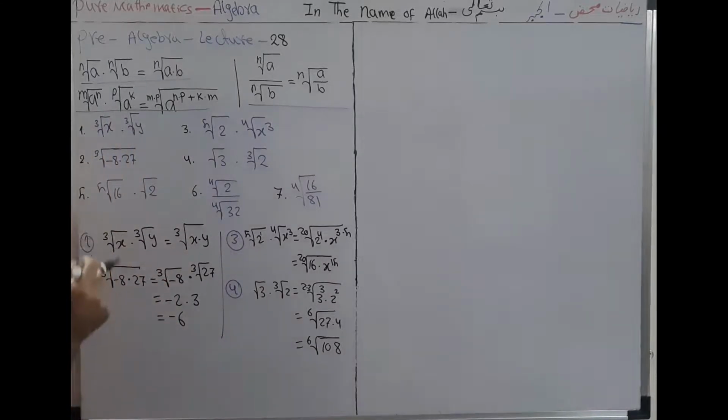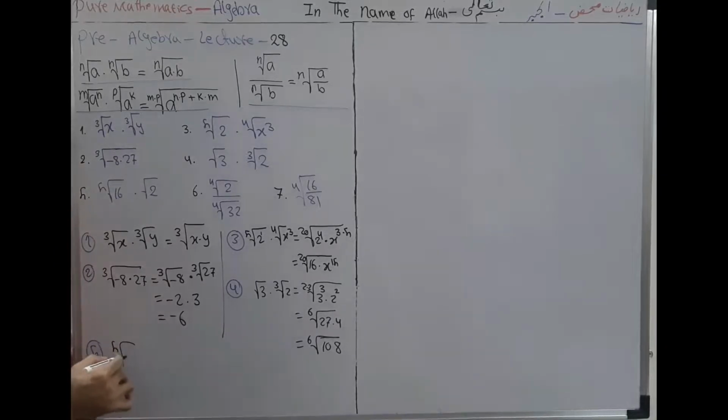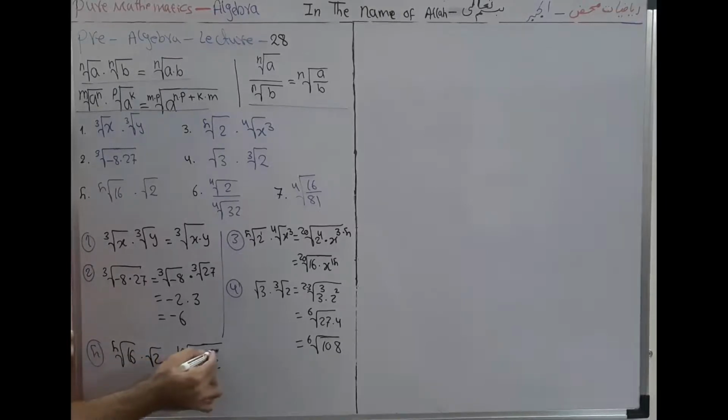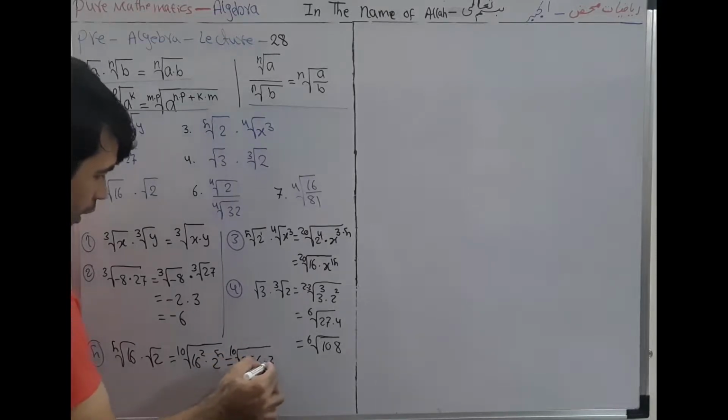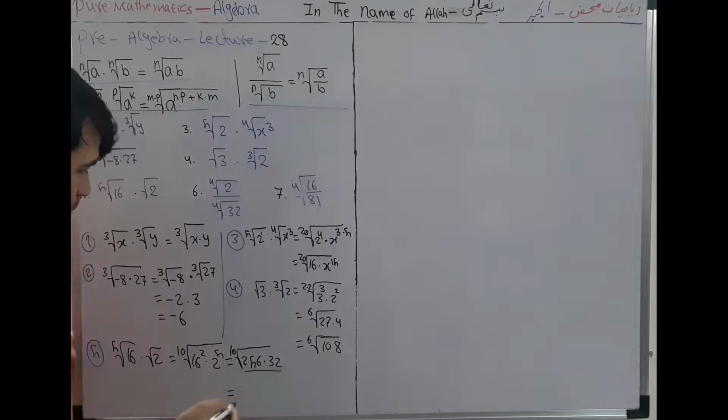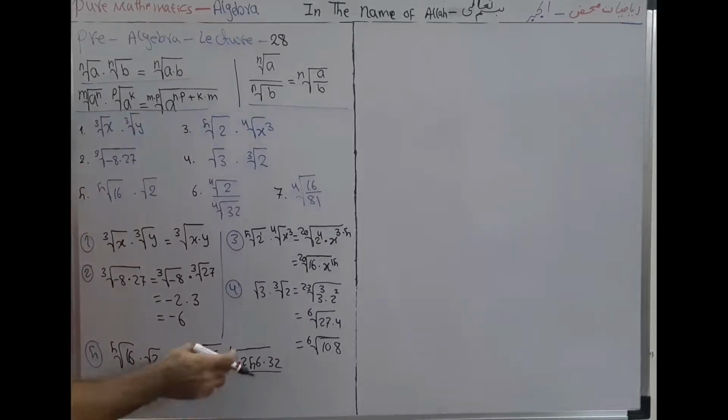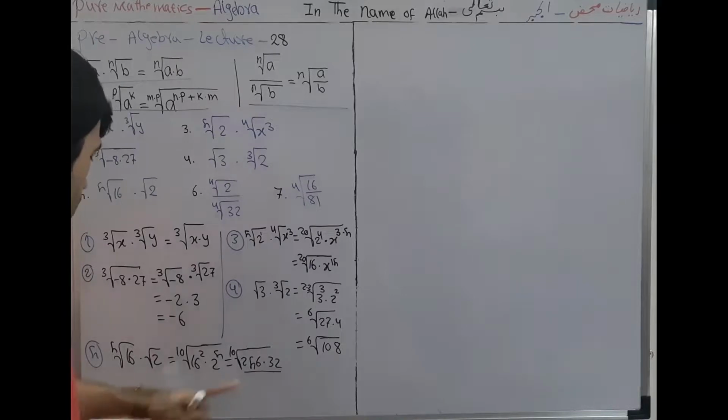Number 5. We have the fifth root of 16 multiplied by the square root of 2. It is equal to, 5 multiplied by 2, 10. 16 to the power 2 into 2 to the power 5. It is equal to the 10th root of 256 multiplied by 32. We multiply these two, then write the product of these two numbers.